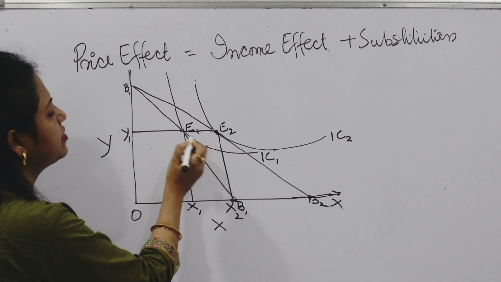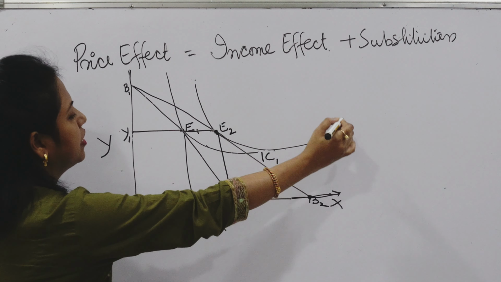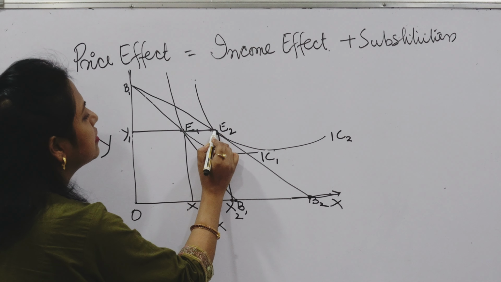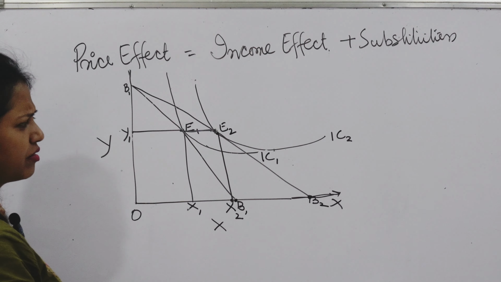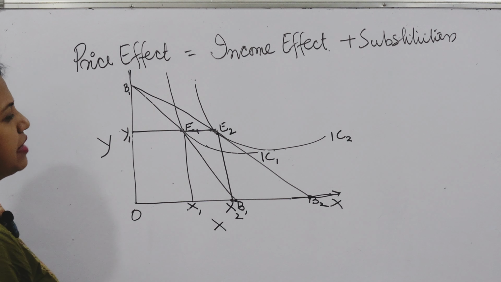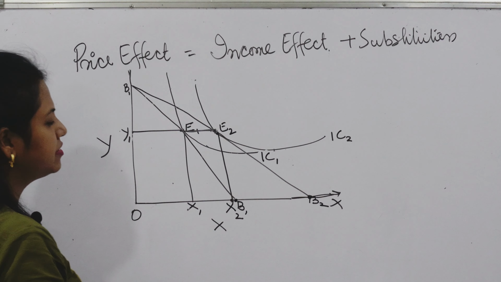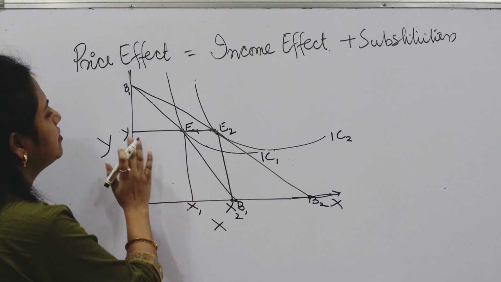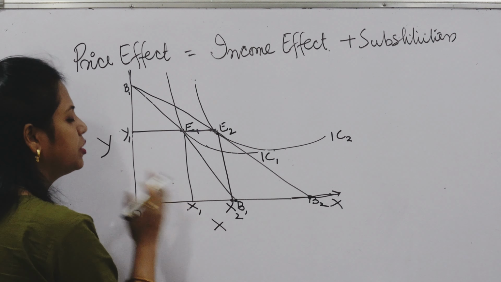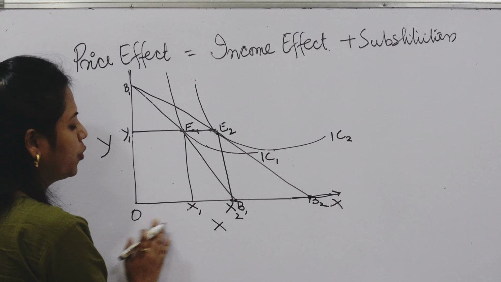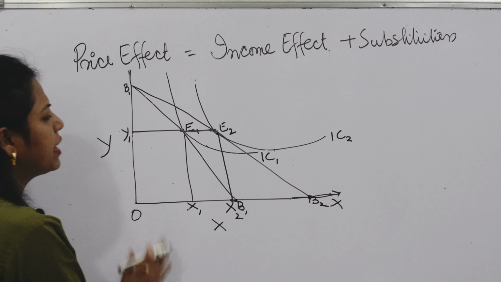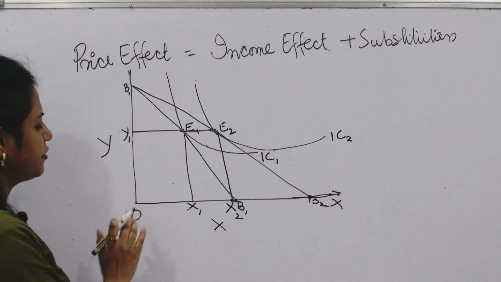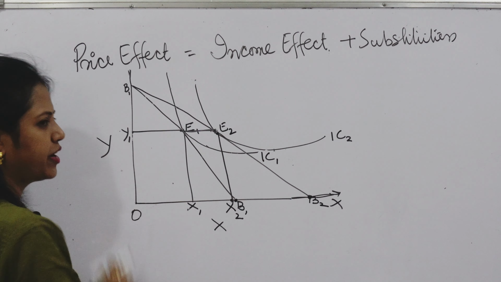So remember friends, when you draw this indifference curve, make sure that it is just touching this way. Okay friends, so what is happening here? I can understand that because of the drop in price of X, the consumption of X, or demand for X, has increased from OX1 to OX2, but for Y it has remained unaffected, that is OY1.